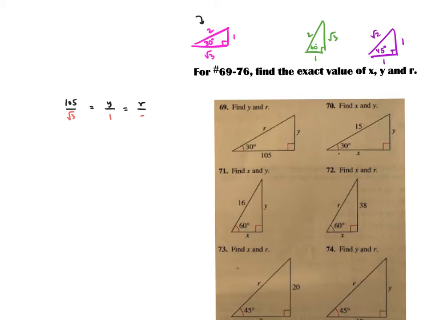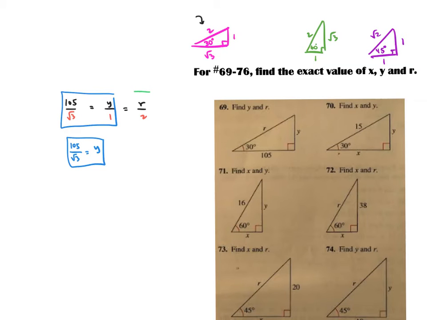r corresponds with 2. Now what we do from here is we can solve for the unknown values r and y by simply doing a little work with cross multiplication. We're going to solve this proportion. So it looks like in this case y would equal 105 divided by square root of 3.